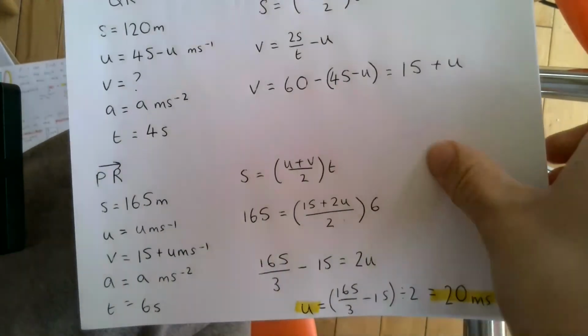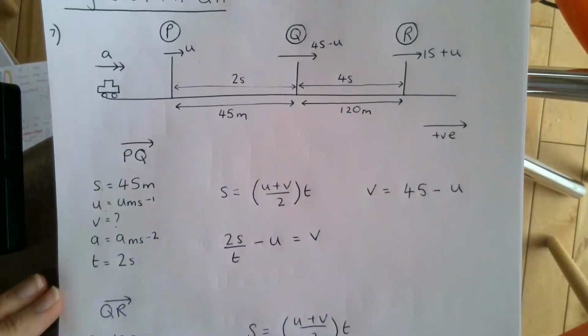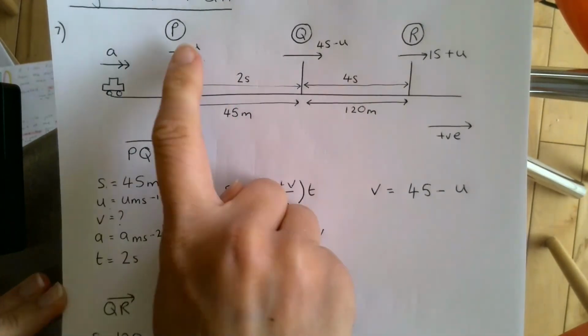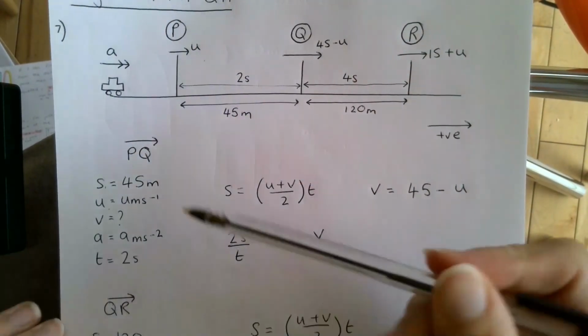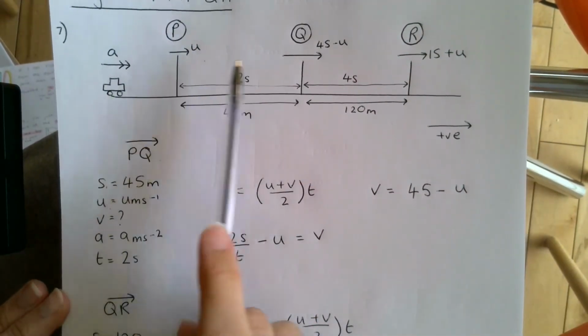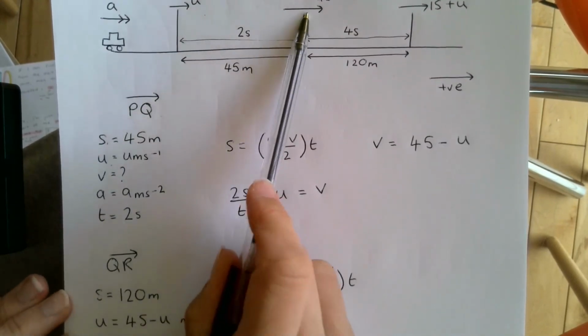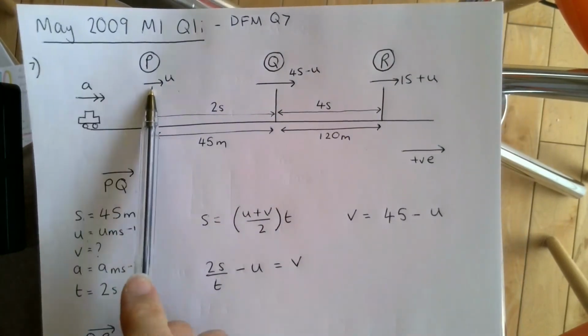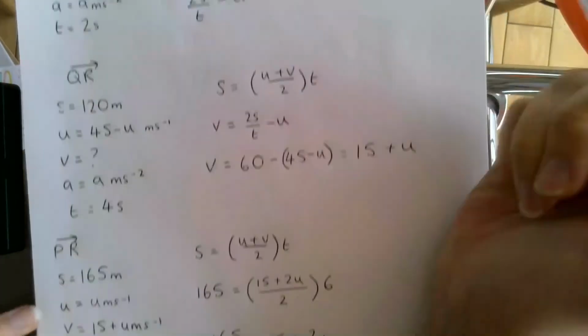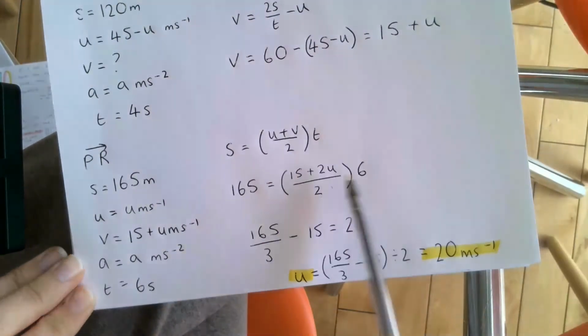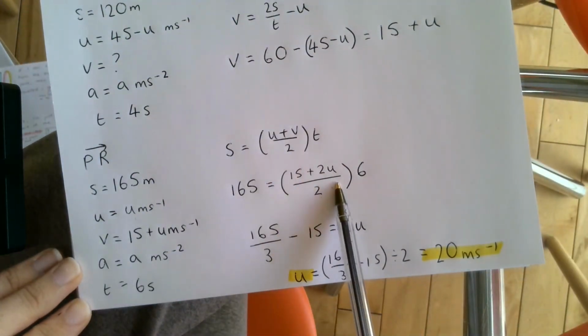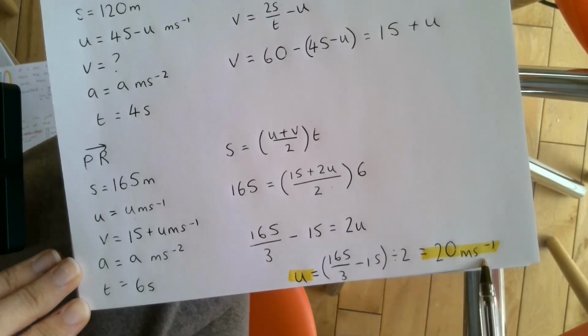So to be honest, I wasn't really sure when I started this question exactly where I was going with it, how I was going to work out u. But what I did was I split it down to each of its parts. So I first looked at from P to Q, I then looked at Q to R, and I finally looked at P to R, and I was able to find an equation where my only unknown was u. So I could solve then to find out what u is equal to.